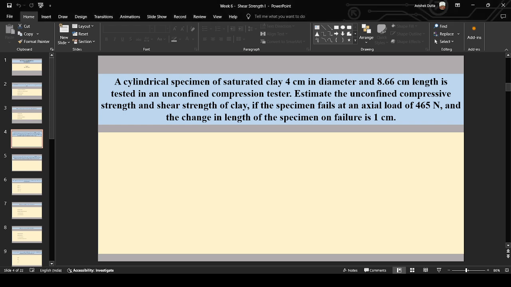A cylindrical specimen of saturated clay 4 cm in diameter and 8.66 cm length is tested in an unconfined compression tester. Estimate the unconfined compressive strength and shear strength of clay, if the specimen fails at an axial load of 465 Newton and the change in length of the specimen on failure is 1 centimeter.